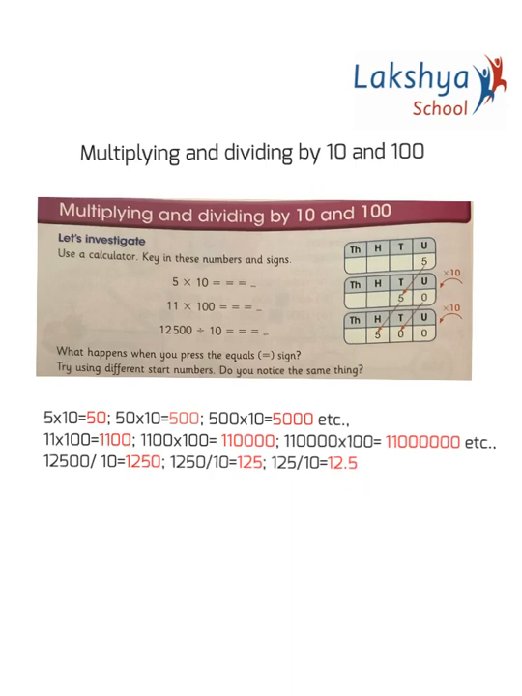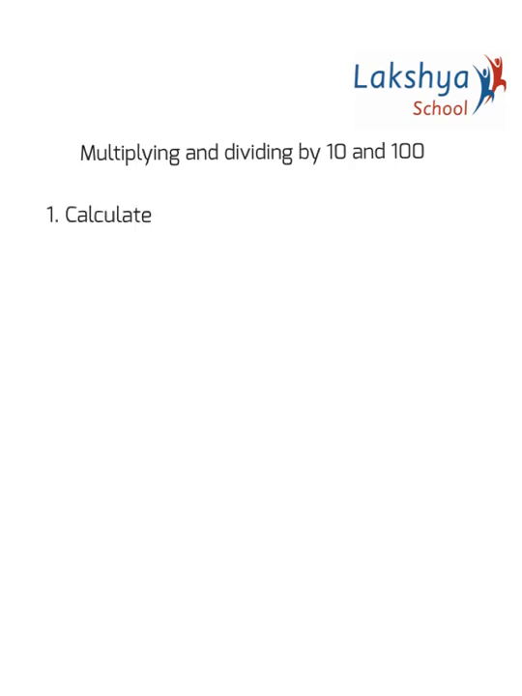Do check the values using the calculator. Calculate when you multiply a number by 10. That is, 67 multiplied by 10 gives you 670. 4100, when you divide by 100, you get 41 because the zeros of 4100 and 100 get crossed away.